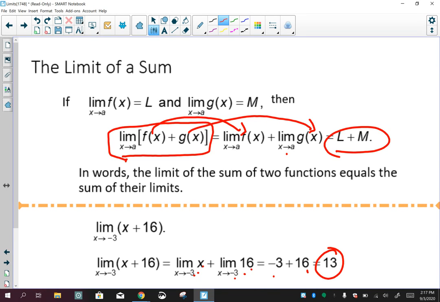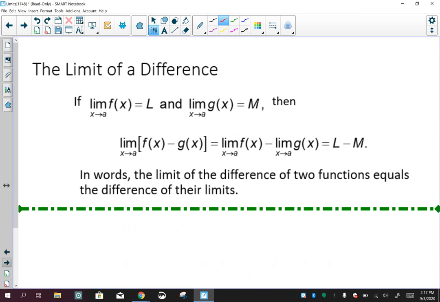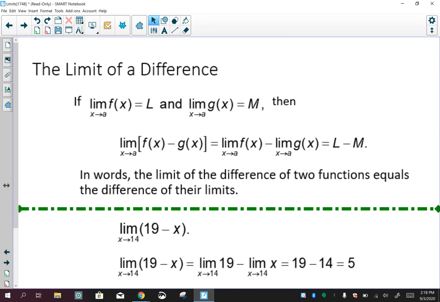So when we talk about a sum, we also have to talk about a difference. It's the same exact property. The only difference is instead of adding them together, you're going to subtract them. So again, I've got my two functions here. I'm going to subtract them after I separate them, and whatever answer I get, that's what I'm going to come up with. Okay? So again, keep that in mind as you're doing these.